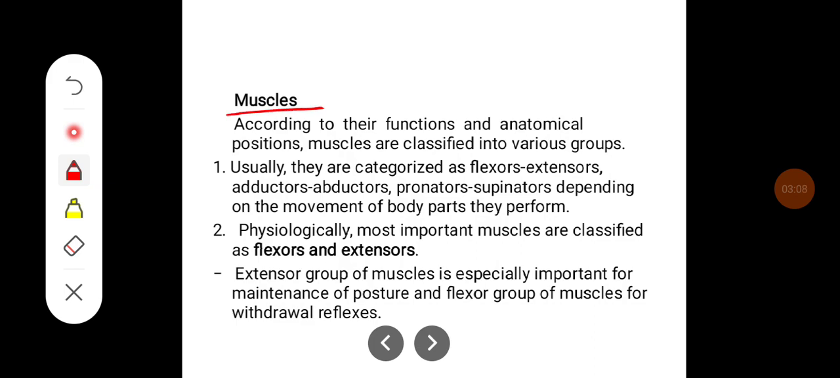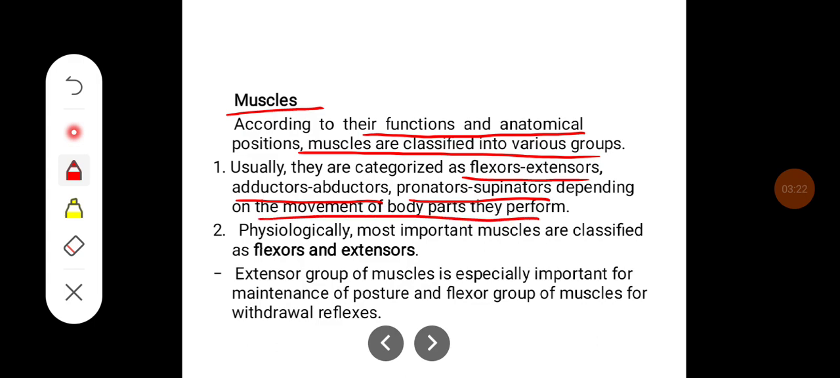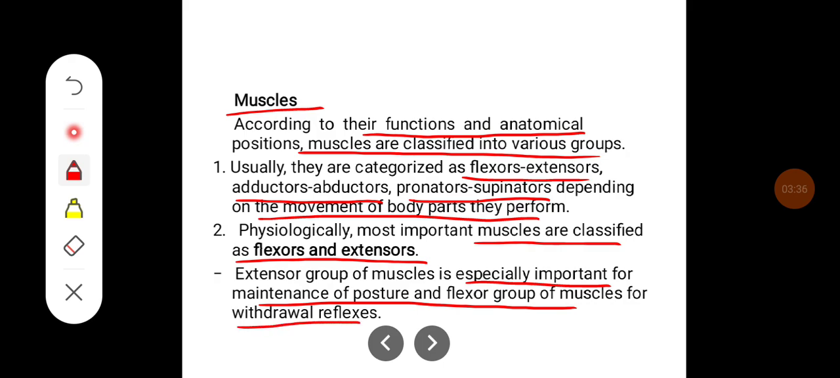Muscles, according to their functions and anatomical position, are classified into various groups. Usually they are categorized as flexors, extensors, abductors, adductors, pronators, supinators, depending on the movement of the body parts they perform. Physiologically, most important muscles are classified as flexors and extensors. Extensor group of muscles is especially important for maintenance of posture, and flexor group of muscles for withdrawal reflexes.